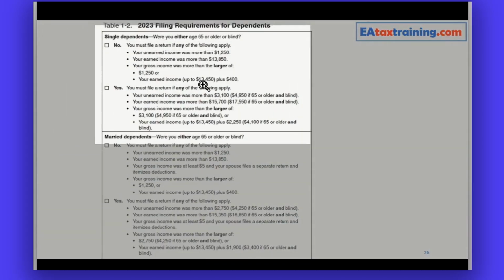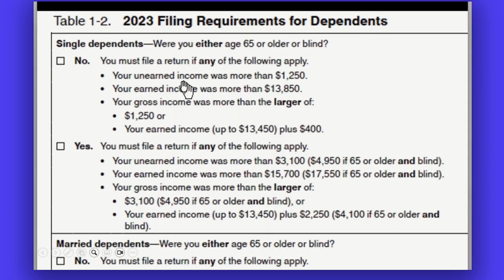So, let's zoom in here so we can see it a little bit better. So, if someone is single, they're a single dependent, meaning they are not married, and they can be claimed as a dependent on someone else's tax return. So the first question is, were you either age 65 or older or blind? If the answer is no, so this might be that teenage child, they're not 65, they can be claimed as a dependent, they're not married, then they must file a return if any of these apply.